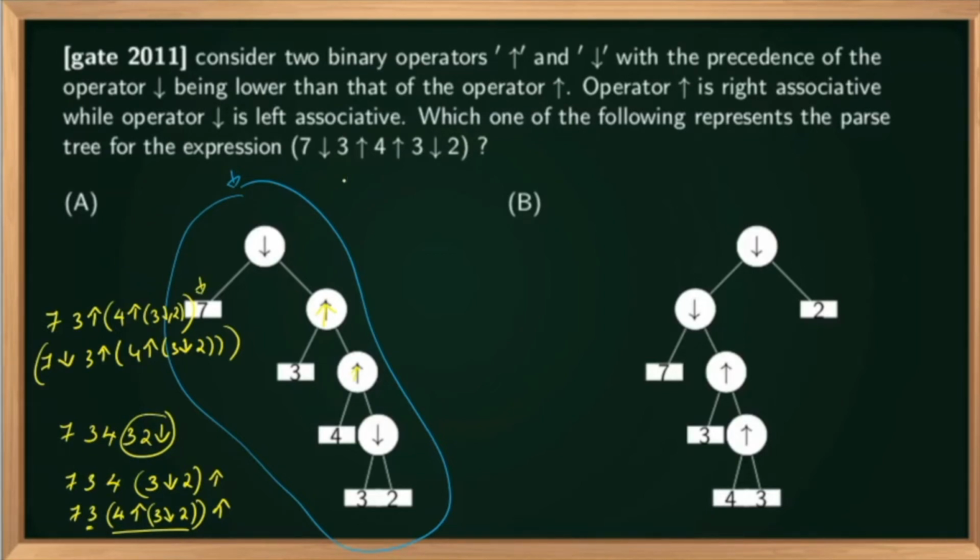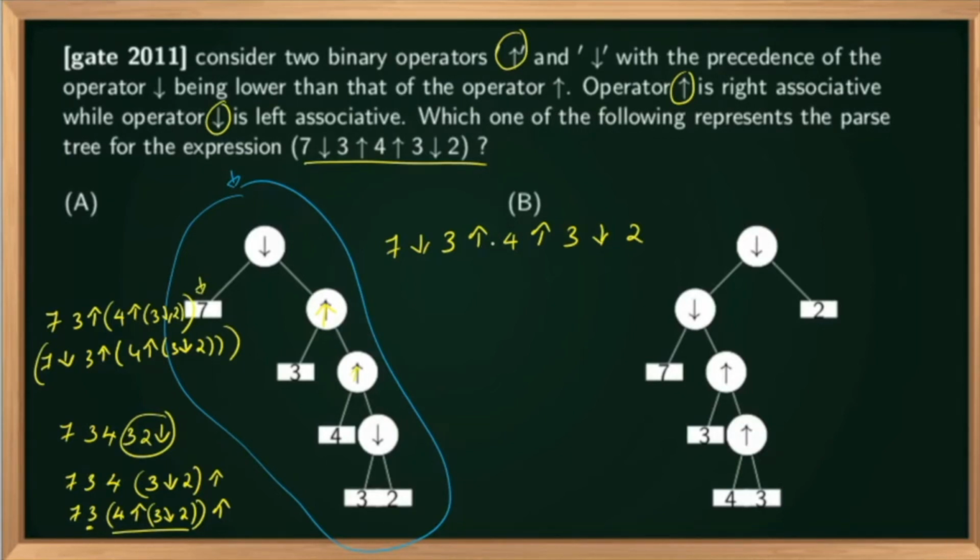So now let's see this expression. It is also given that this has the highest precedence, and that this is right associative, and down arrow is left associative. Okay. So how should this expression be processed according to these conditions? Let me write it again. So you have 3, 4, 3, down arrow 2. Okay. So we know that up arrow has high precedence. That means that operation should be done first.